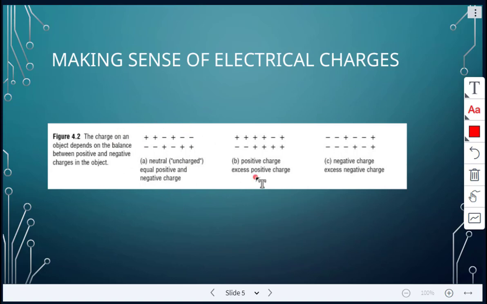Here, if we take a look, there's more positive charges than negative charges, right? There's only like 3 negative charges shown here. The rest are all positive. So therefore, this would have a positive charge because there's an excess of positive charges. And then the opposite is true here. We see more negative charges than positive charges. So therefore, this has a negative charge because of that excess negative charge.